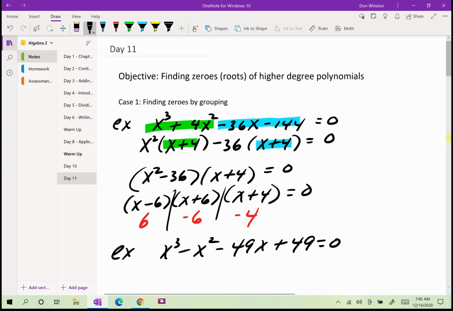And then we find the zeros. So I have x squared minus 36 as one group, and then x plus 4 as another factor. And then I factor x squared minus 36 as a difference of squares. So x squared minus 36 is equal to x minus 6 times x plus 6, and then I have x plus 4. And so my zeros will be 6 and negative 6, and negative 4 will be my zeros. And you can certainly graph that cubic polynomial in decimals, and you would see the zeros 6, negative 6, and negative 4.